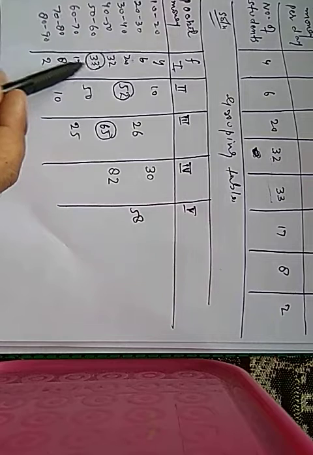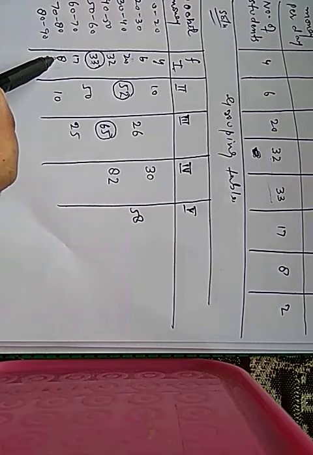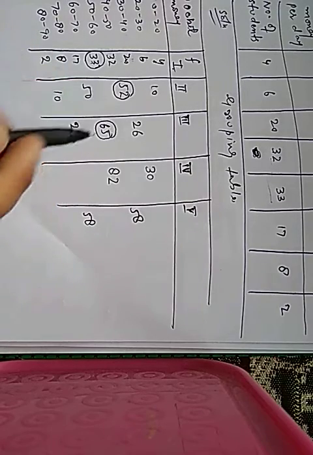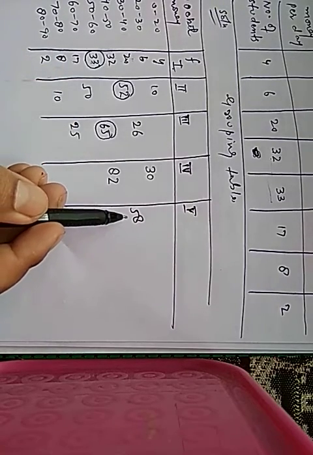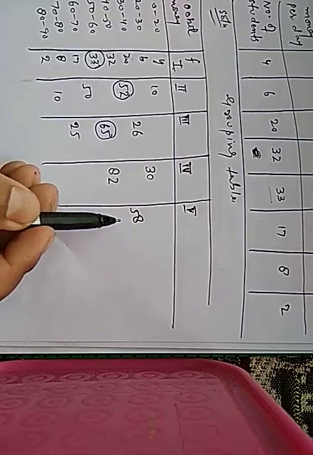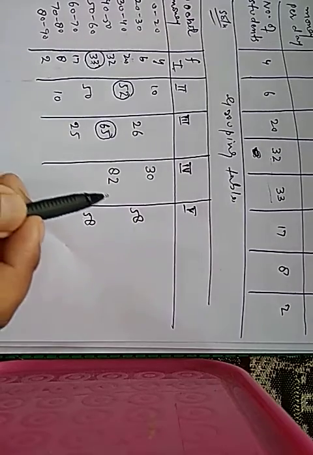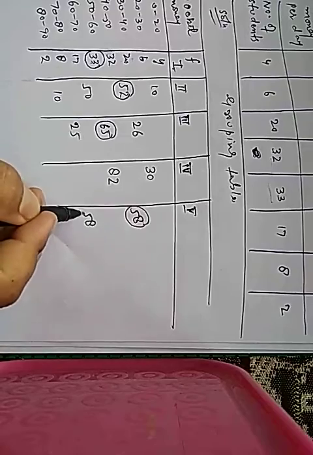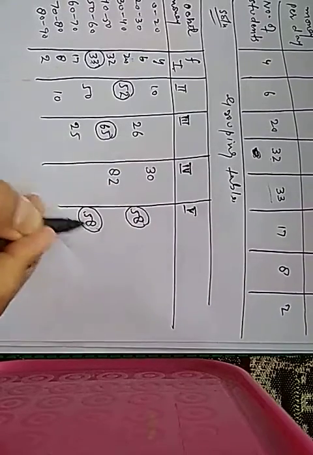Then 33 plus 17 plus 8, it will be equal to 58. In this case, these are the same. Therefore, we will encircle both of these frequencies.